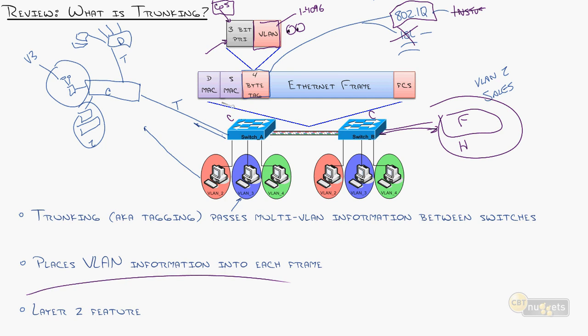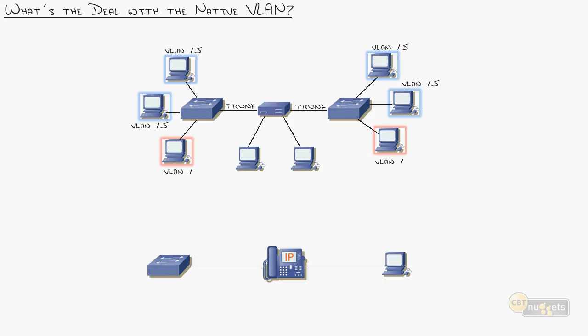Now keep in mind, this is a trunking thing. This is only on the links between your switches. VLAN tags are always removed when we're sending data to the computers themselves. Partnered with the concept of trunking is the idea of the native VLAN.